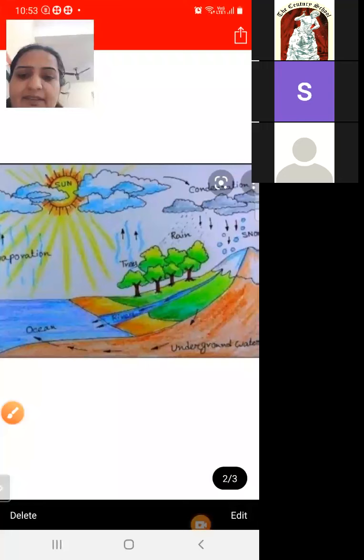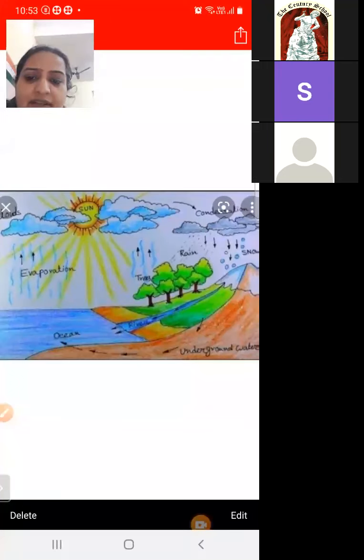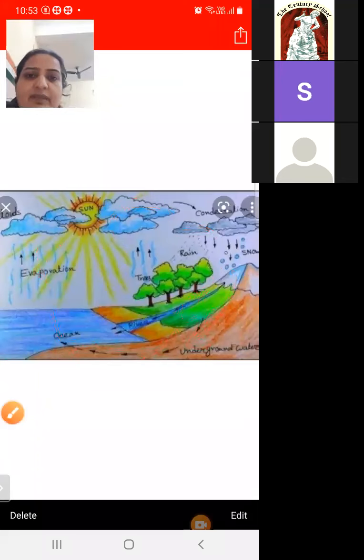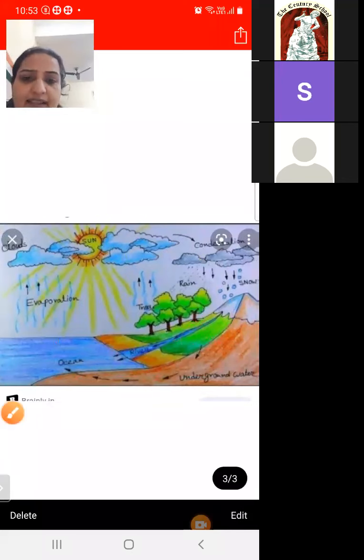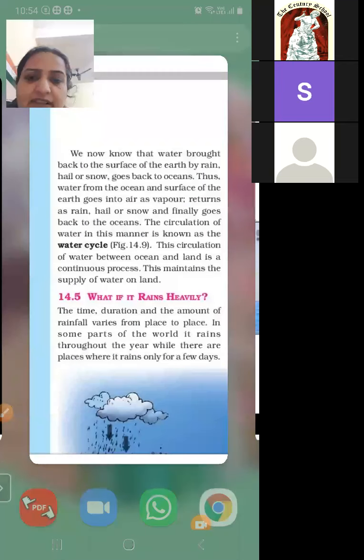So there is also another diagram of the water cycle. You can draw only one diagram. So this is our ocean. All water goes into the air because of evaporation, and they form clouds. And due to condensation, when they become heavy, they go into the rivers, and finally they meet the ocean. So this is our water cycle. So you have to draw the diagram of the water cycle in the fair notebook.